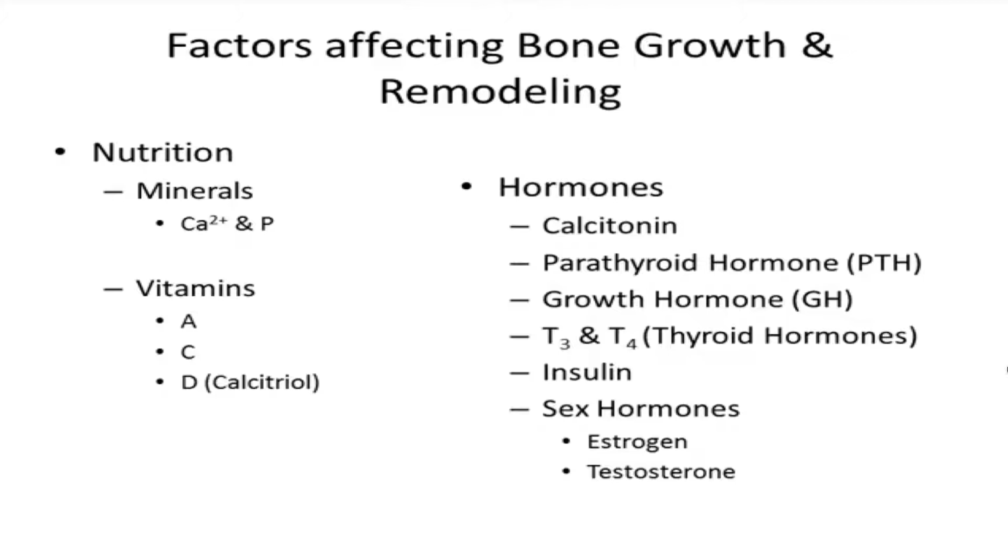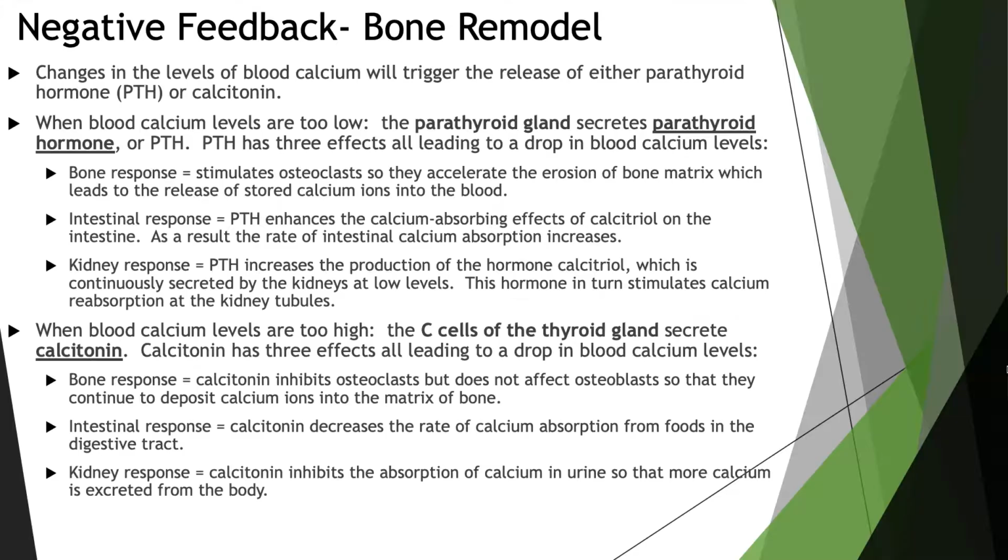There are several factors that are going to affect this bone remodeling. One is the availability of these nutrients, whether it be calcium or vitamin A, vitamin C, vitamin D, and then all the hormones that we just talked about. So this remodeling occurs under negative feedback hormonal control, and changes in the level of blood calcium will trigger the release of either parathyroid hormone, PTH, or calcitonin.